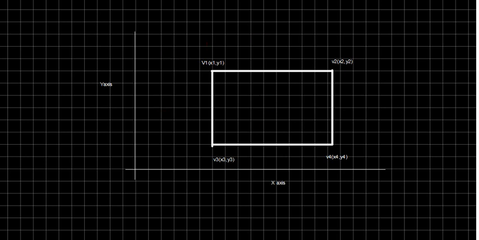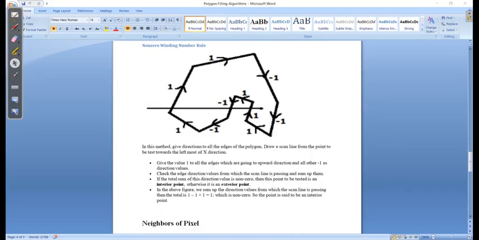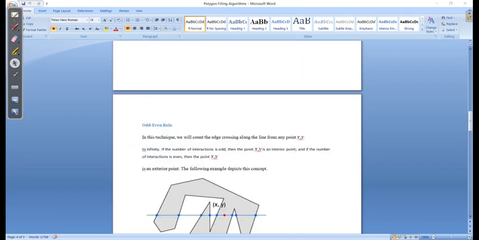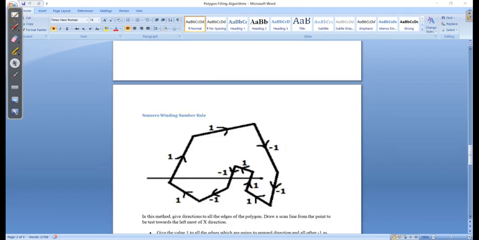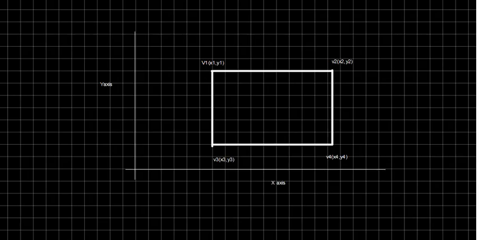Now, using this inside outside test, you have two algorithms here, very easy: odd even rule and winding number method. You can figure out whether a pixel is residing inside the polygon or if it is outside the polygon.